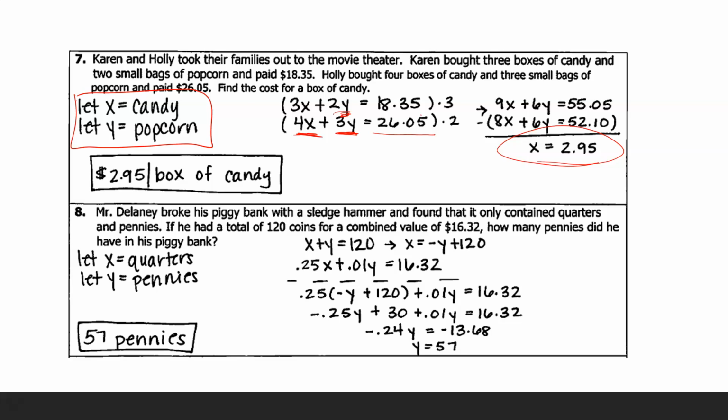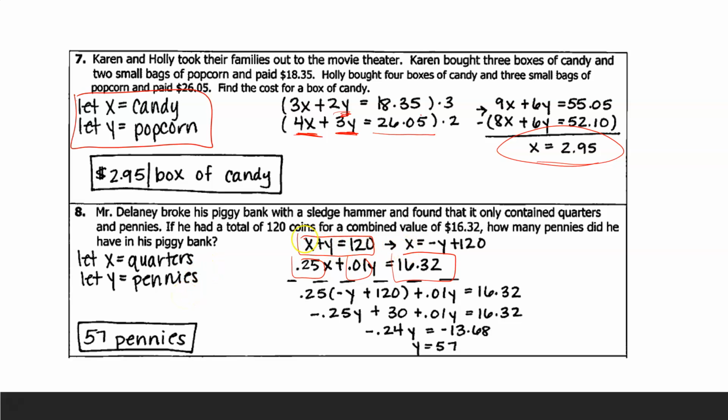Number 8, Mr. Delaney broke his piggy bank with a sledgehammer and found that it only contained quarters and pennies. If he had a total of 120 coins, that's all of the coins together, that's right here, and then he adds the value of the quarters and the pennies to be 1632. So we're going to let X be the quarters and Y be the pennies.